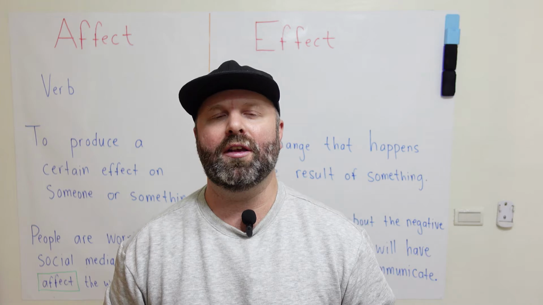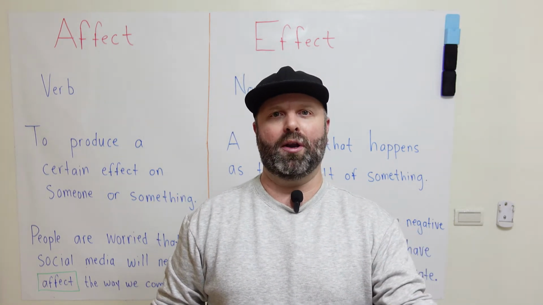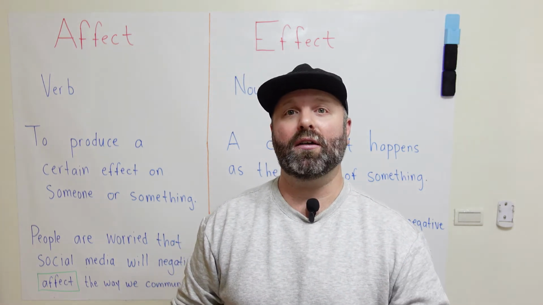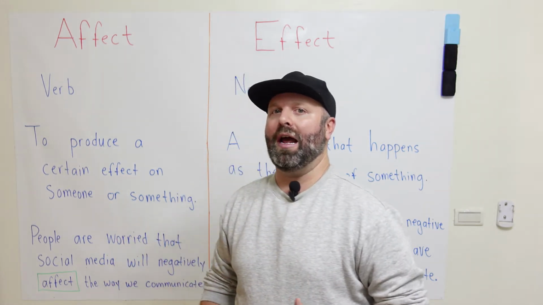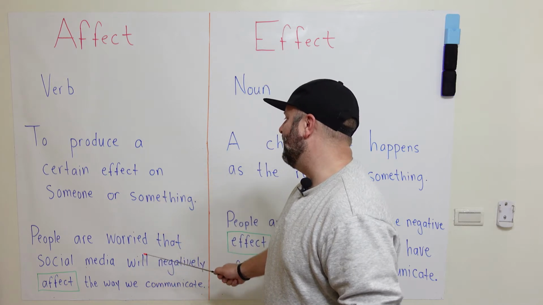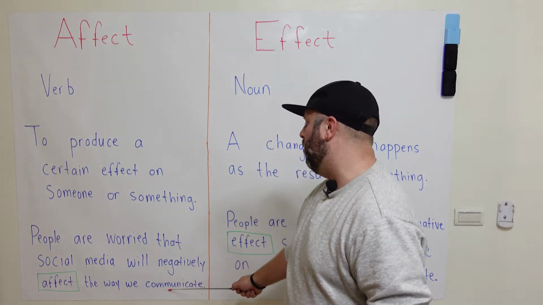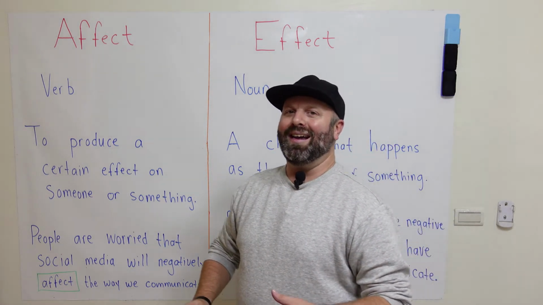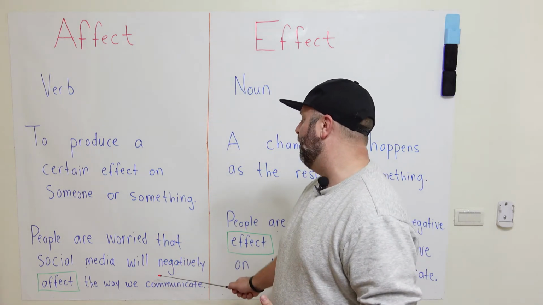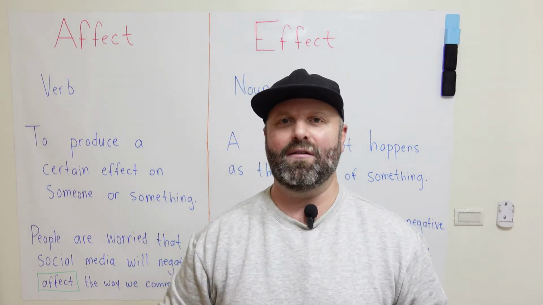So look at it like this. Affect is the reason why something is happening or the reason why something is having that effect, okay? So let's take a look at how we could use this in a sentence. People are worried that social media will negatively affect the way we communicate. So in this sentence here, affect is obviously used as a verb. So negatively is an adverb and affect, of course, is a verb.